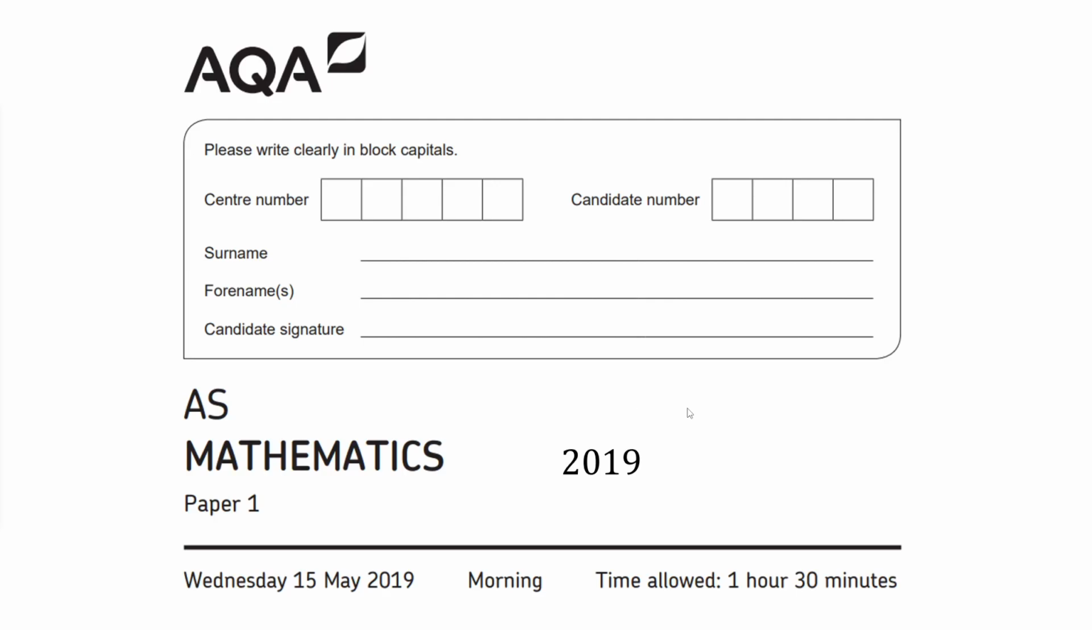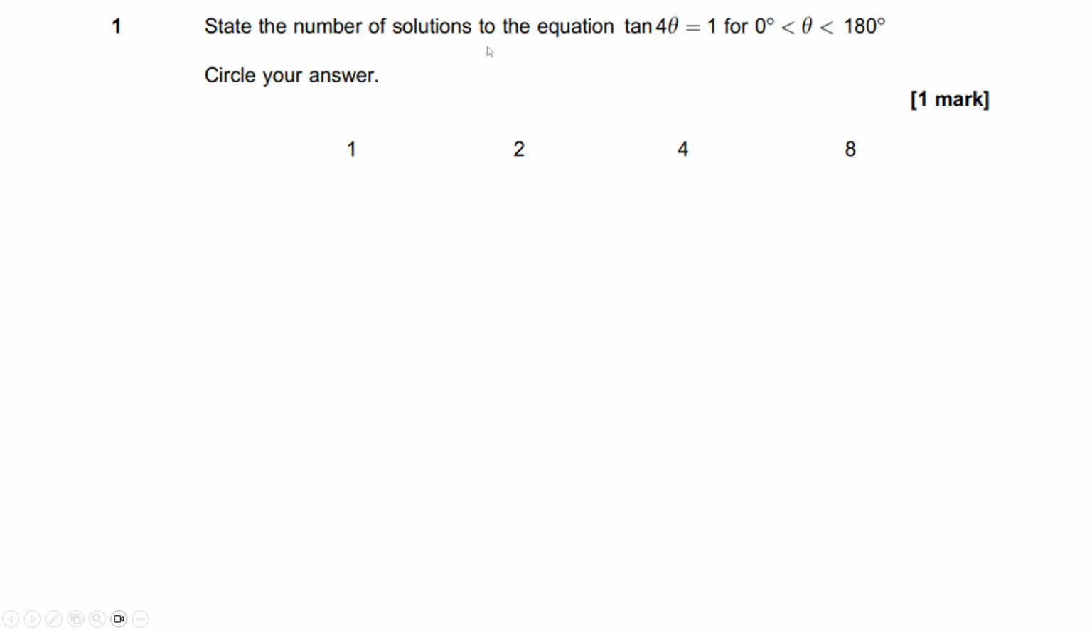AQA AS Level Maths Paper 1 2019, so this is pure and mechanics. Question 1, state the number of solutions to the equation tan 4 theta equals 1.